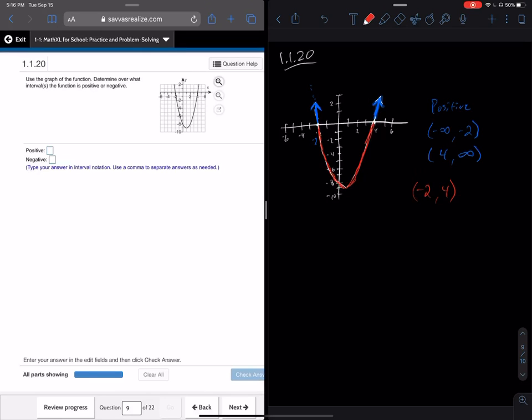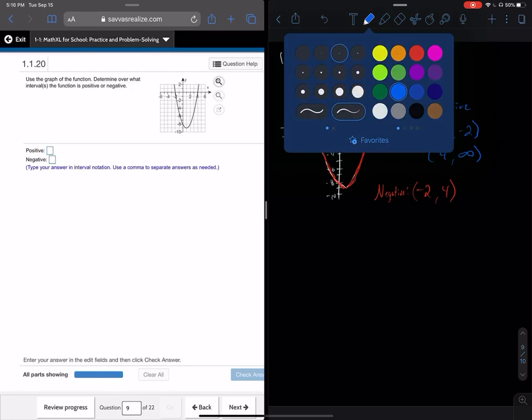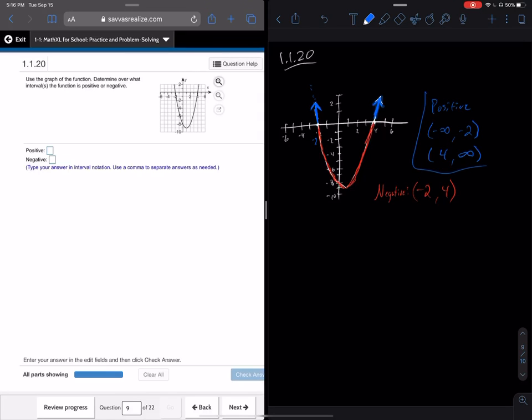So you want to have this as your positive. Sorry, let me label this. So your positive intervals would be these two up top here. These are your positive intervals. And then your negative interval in this case would be that one right there. Again, it's when it's above the x-axis and when it's below.